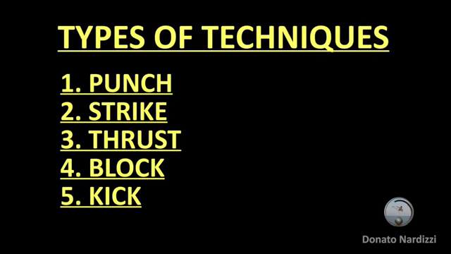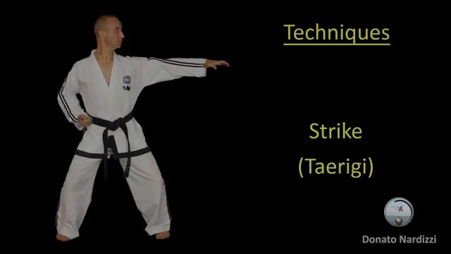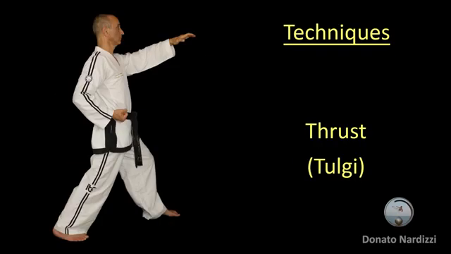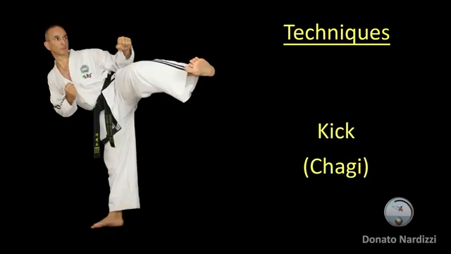Next, it's important to learn the terminology for the types of techniques you learn as a color belt. Punch, Jirugi. Strike, Terigi. Thrust, Tulgi. Block, Maki. Kick, Chagi.